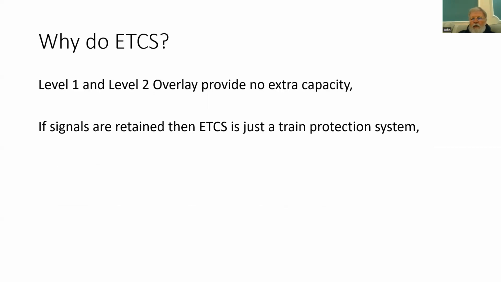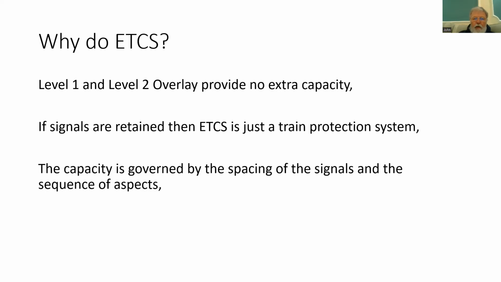So why are we doing ETCS? Level 1 and level 2 overlay really don't provide any extra capacity. If the signals are retained, then ETCS is pretty much just a train protection system. The capacity remains governed by the spacing of the signals and the sequence of the aspects. But ETCS can offer so much more. So what are some of the opportunities that ETCS can offer?